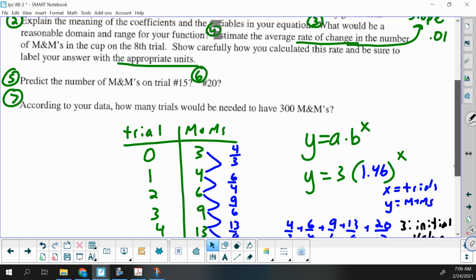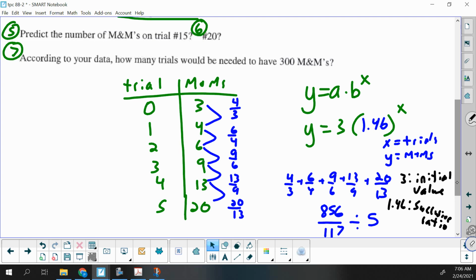What would be a reasonable domain and range? Well, it's going to be dependent on your chart, but for my domain, my trials went from 0 to 5, so that's my domain, and my range, my M&Ms, went from 3 to 20. Okay, so your numbers will be different, but you'd have a similar idea.